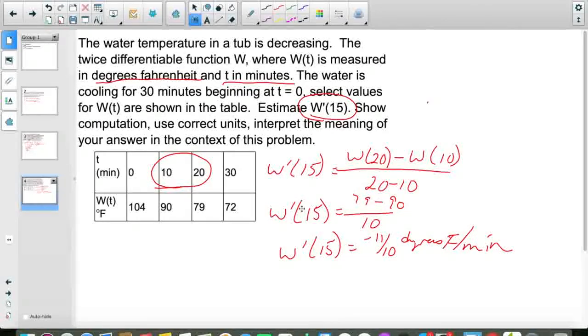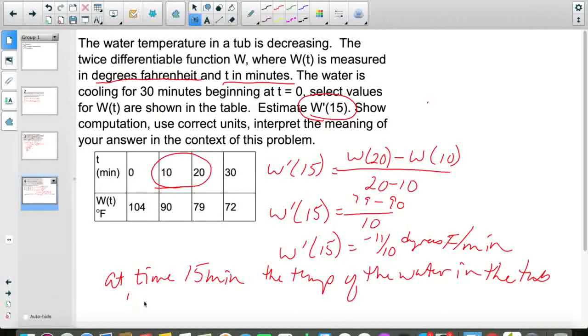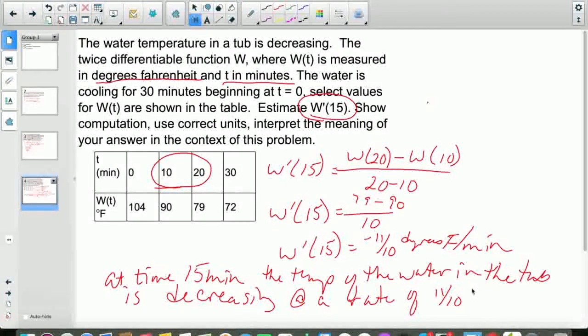This kind of goes back to our section 4.1, where we're interpreting the data. At time 15 minutes, the temperature of the water in the tub is decreasing, because the value is negative. So the temperature of the water in the tub is decreasing at a rate of 11 over 10 degrees Fahrenheit per minute. That would be a good interpretation of what this problem is asking you to do. This actually puts into use in a word problem what we did in section 4.1.